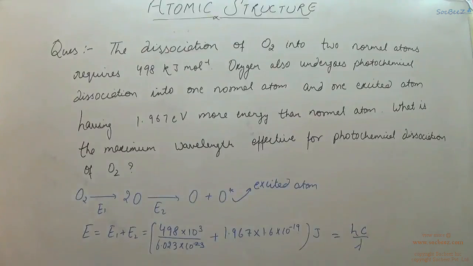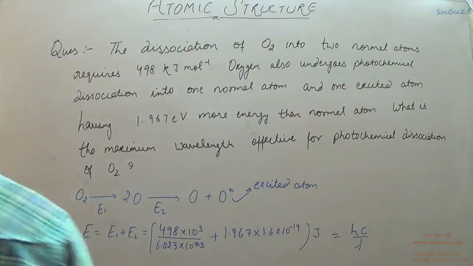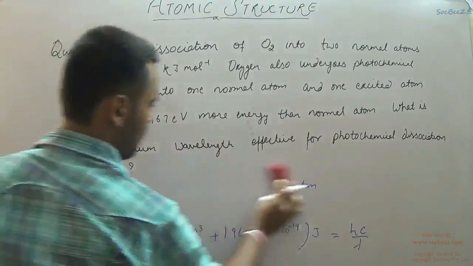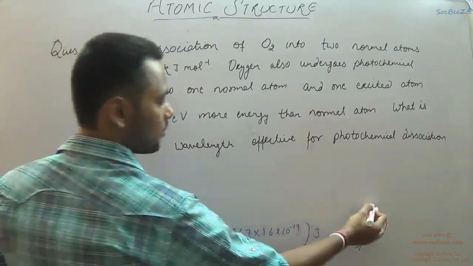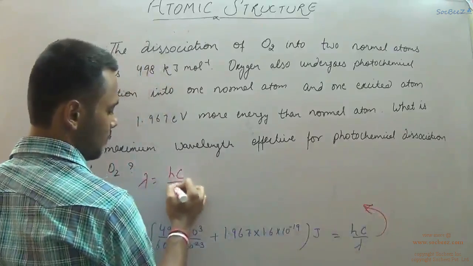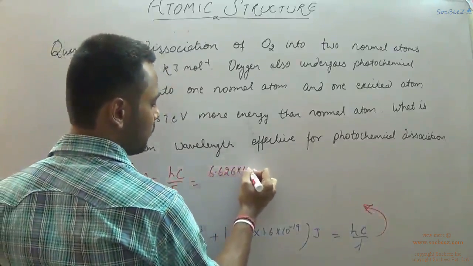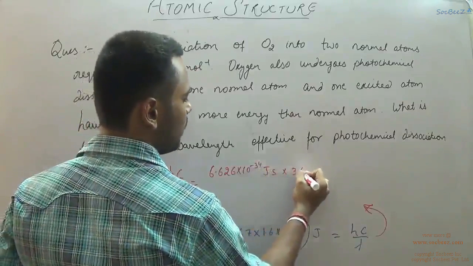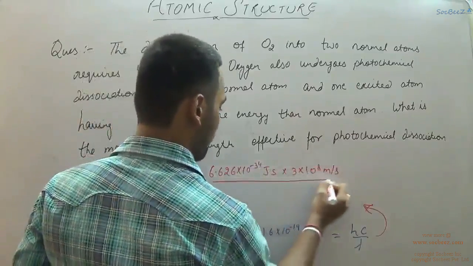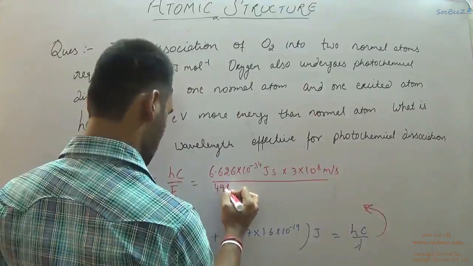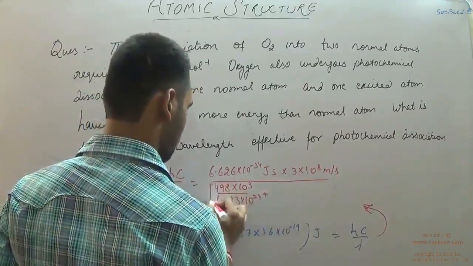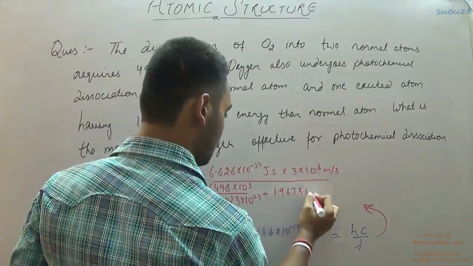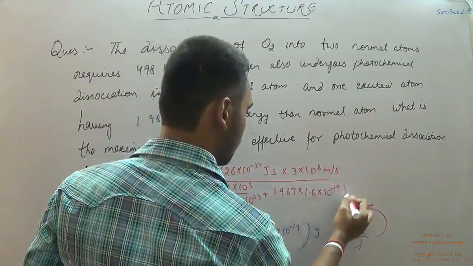So if we solve it further, if we substitute the value of total energy into this expression, we will get lambda equals hc upon E, which is 6.626 into 10 raised to the power minus 34 joule second into 3 into 10 raised to the power 8 meter per second divided by 498 into 10 raised to the power 3 upon 6.023 into 10 raised to the power 23 plus 1.967 into 1.6 into 10 raised to the power minus 19 joule.